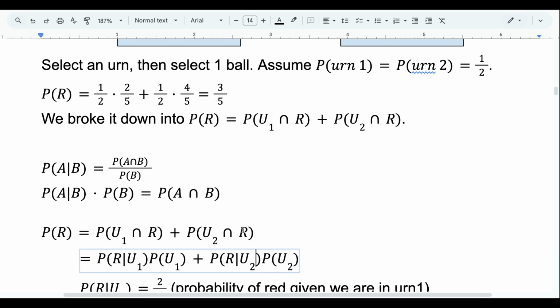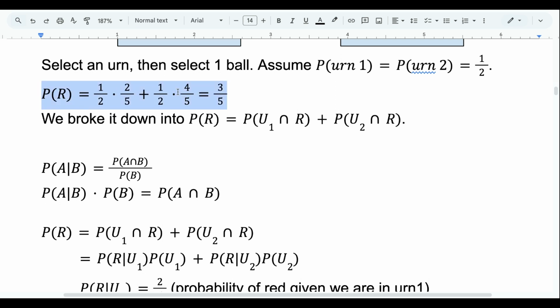Now, substituting back in using this equation gives us the intersection in terms of conditional probability. So, probability of U1 and red, reversing this process here, that's going to give us the probability of red given urn 1 times the probability of urn 1 plus the probability of red given we've selected urn 2 times the probability of U2. And so that's essentially what we did in this formula here.